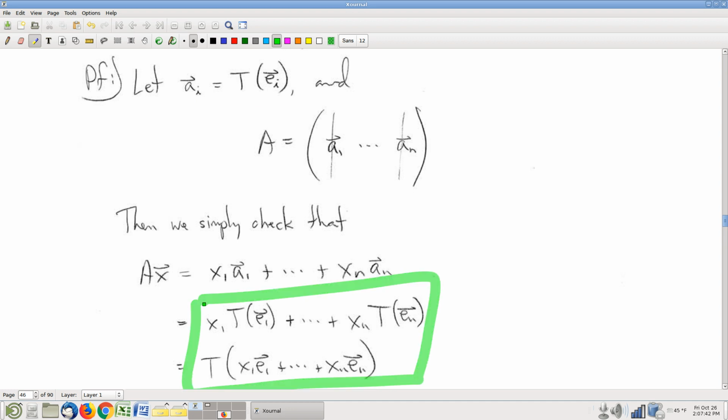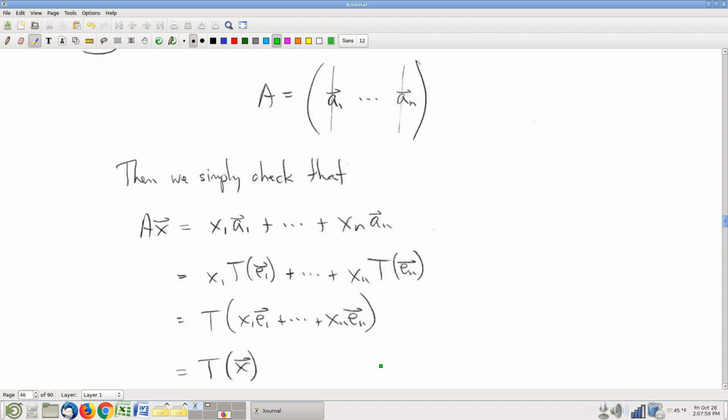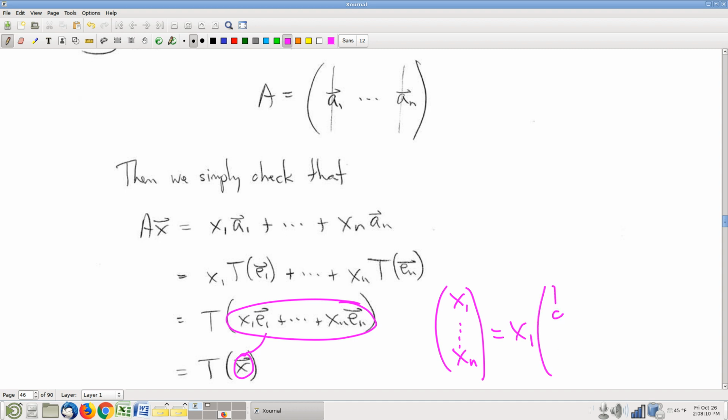This is just an observation that T is linear. Right? Linear combination of outputs, linear combination of the corresponding inputs. This is straight up linearity. And then you just have to make the convenient observation that this vector here is exactly x. That's just the observation that the vector whose coordinates are x1 through xn is x1 times e1 plus x2 times e2, etc.